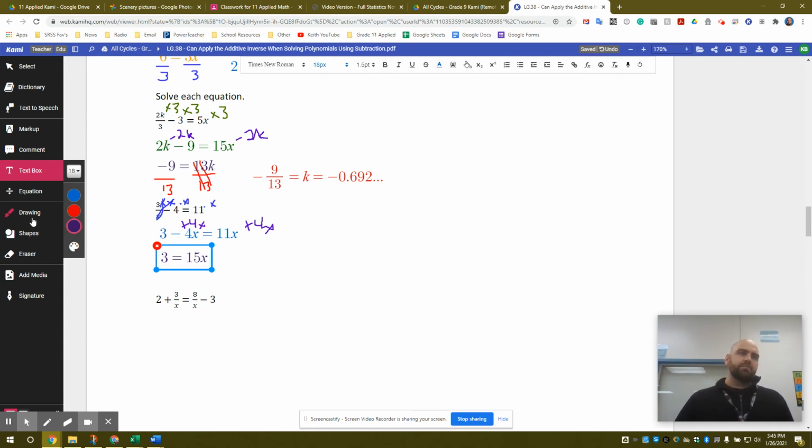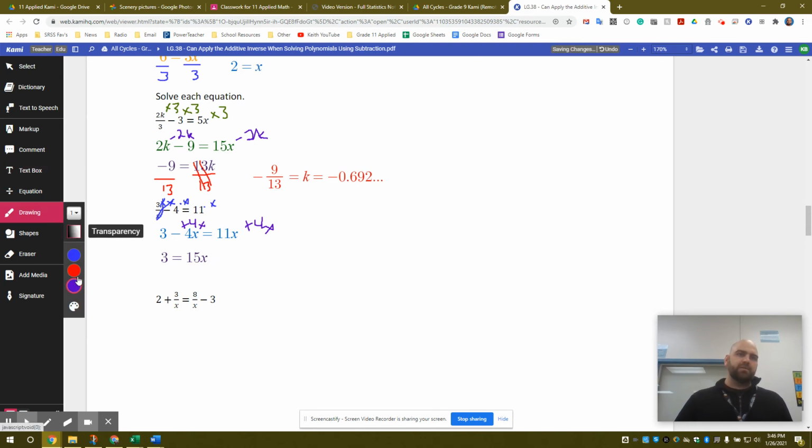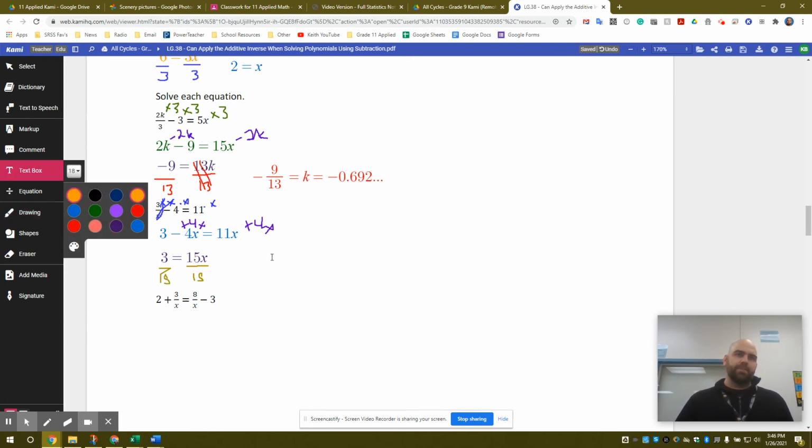We now divide both sides by 15, okay, to get rid of the 15. And I'm going to use a different color here. So divide this by 15. Divide this by 15. Oh, a little bit of lag there with the Kami drawing.